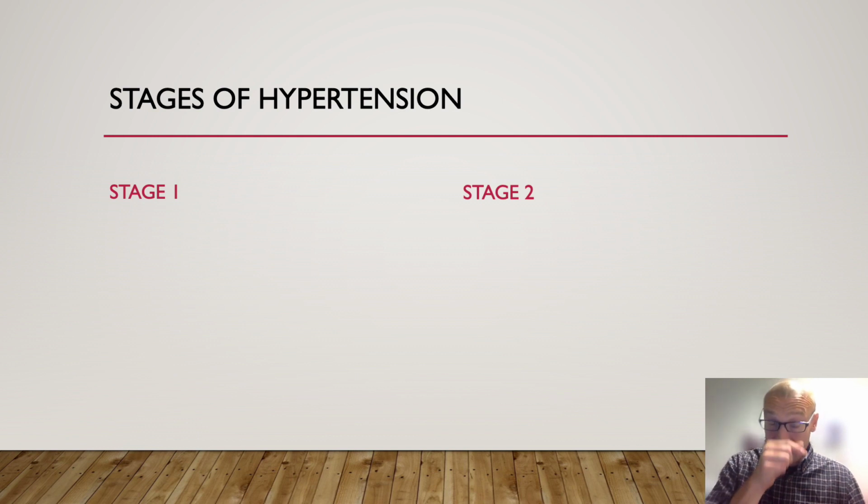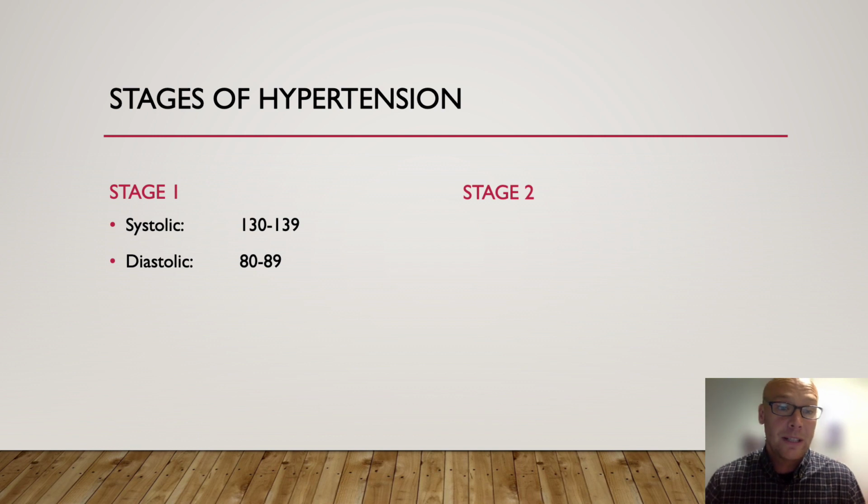Now, there's different stages of hypertension. We all have heard this before. Stage 1 typically is a systolic pressure between 130 and 139 with a diastolic of 80 to 89. So it's a little bit elevated. Typically now they want pressures lower than 120 systolic, which is a little bit different than what it has been in the past, but now systolic pressure elevated between 130 and 139 is typically noted as stage 1.